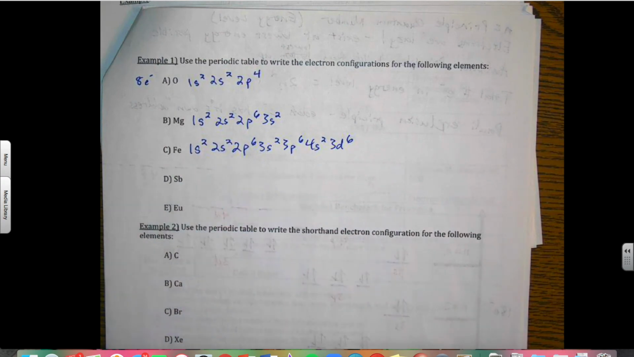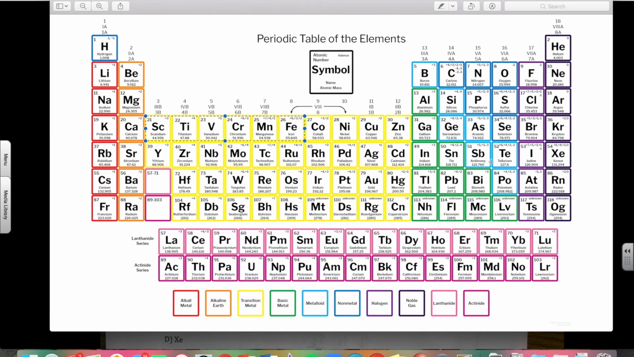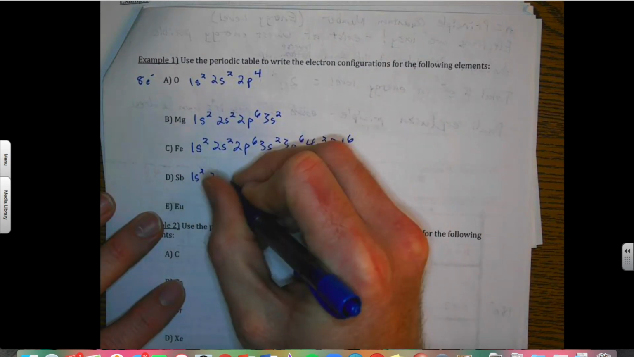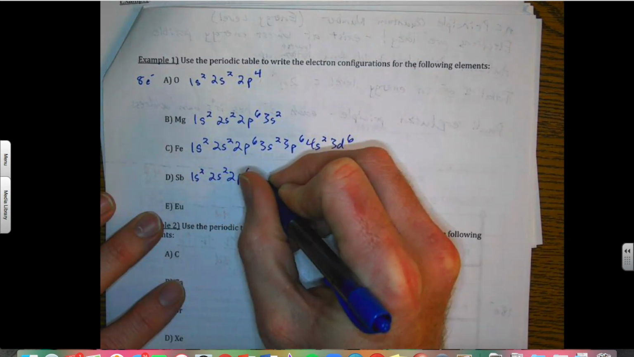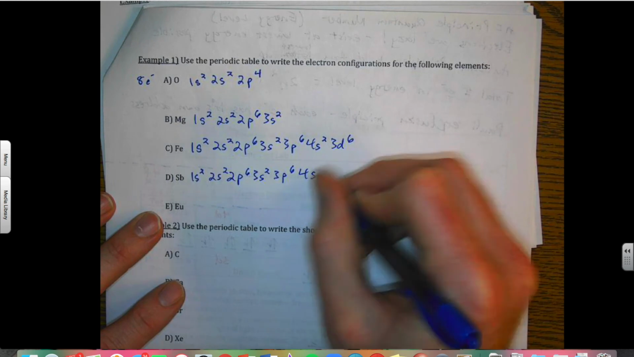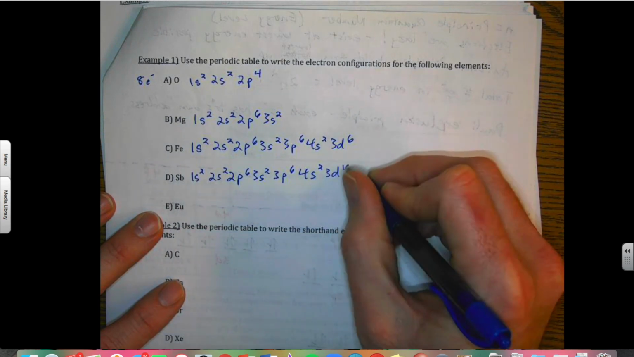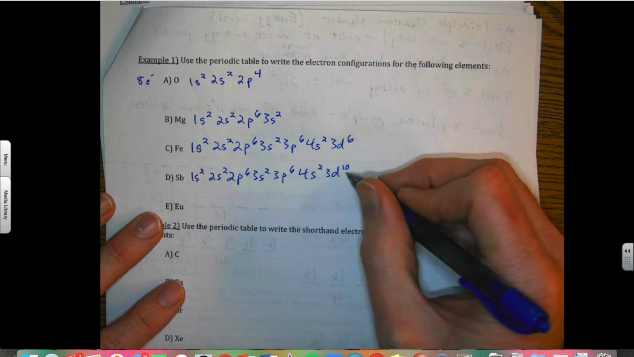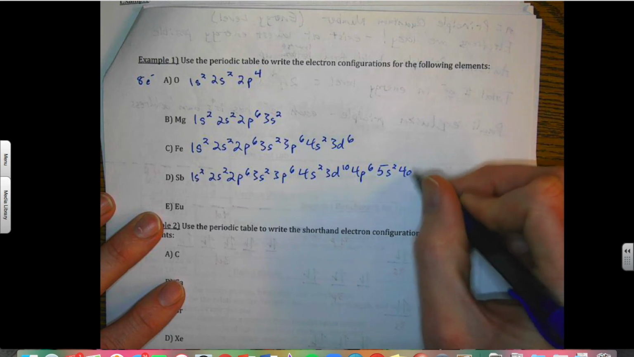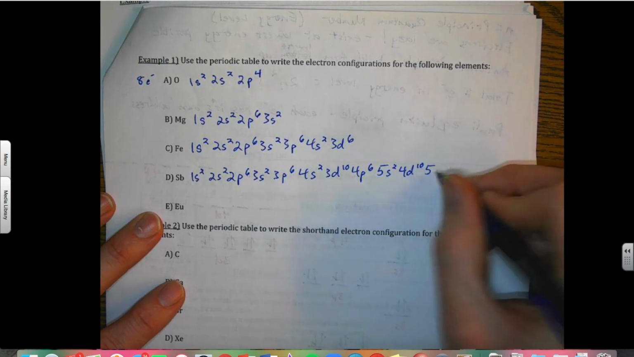For antimony, now we're starting to get mean because they are really long now. So now we're in the 5th row, and it is going to be the P block and 3 over. So that's going to be 1s2, 2s2, 2p6, 3s2, 3p6, 4s2, 3d10, 4p6, 5s2, 4d10, and then 5p3.